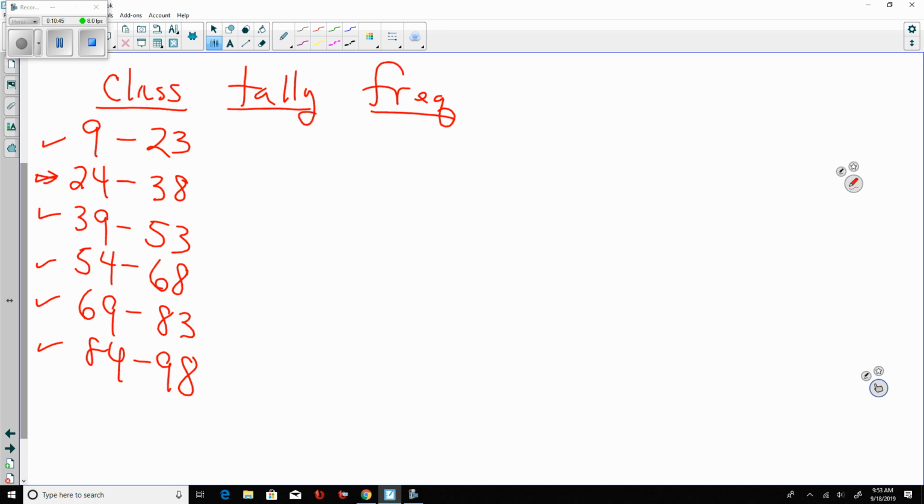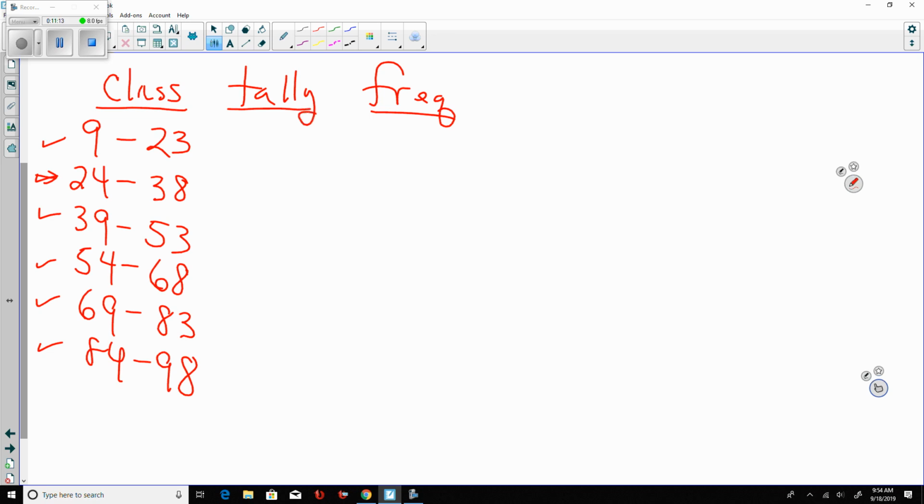Okay, why does that happen? Because one of these numbers is included. So if you were to do 9, 10, 11, 12, 13, 14, 15, 16, 17, 18, 19, 20, 21, 22, 23. See how there's 15 numbers that fall in that class? Okay, so anytime that I give you an interval or I give you the classes and you want to find the class width, it's the difference of any two consecutive lower class limits or upper class limits.